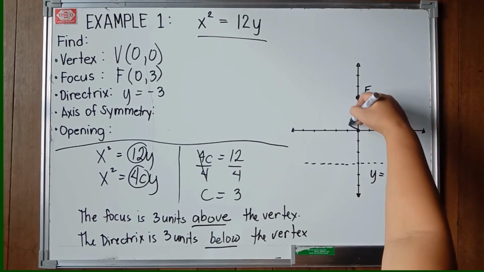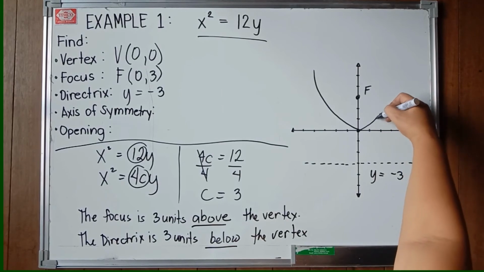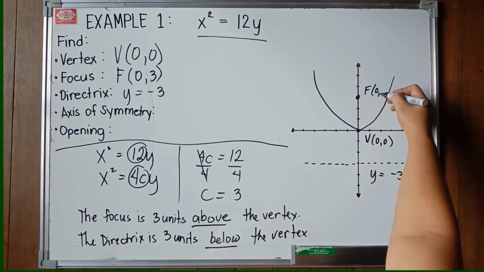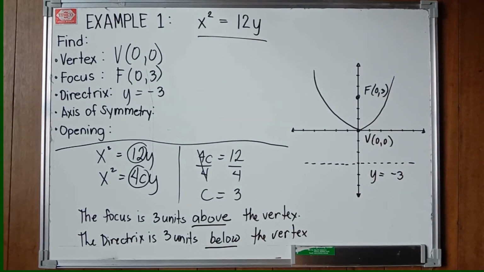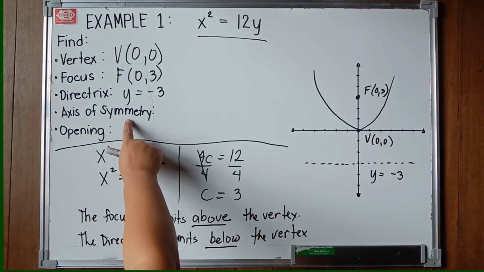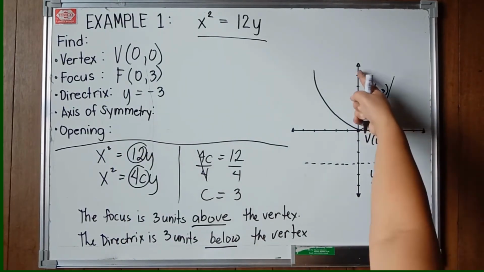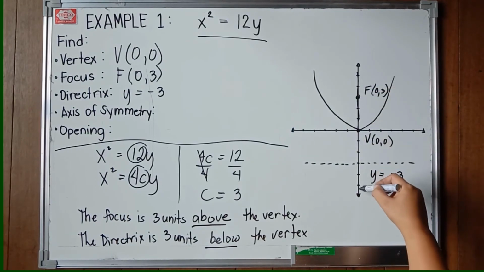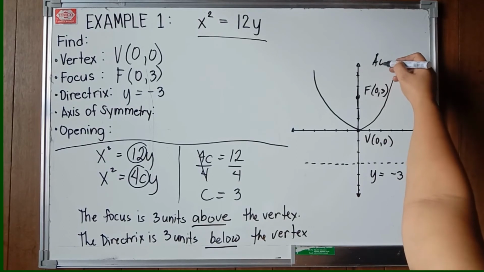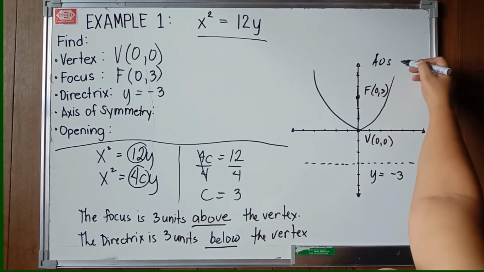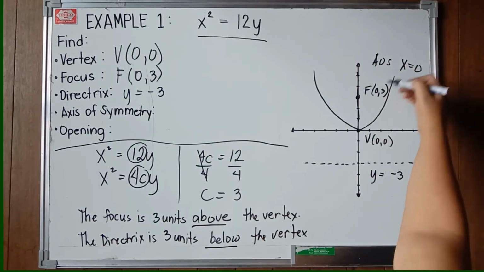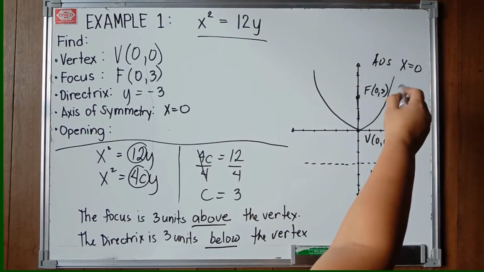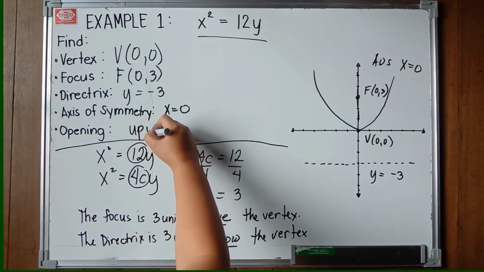So we can now draw our parabola. It opens upward. Tandaan nyo, si focus palagi ang nagsasabi kung saang direction siya mag-open. So our axis of symmetry, of course, divides our parabola into two equal parts. So, yun ang ating axis of symmetry. Therefore, our axis of symmetry is the y-axis, and it is x is equal to 0. And the opening is, of course, upward.